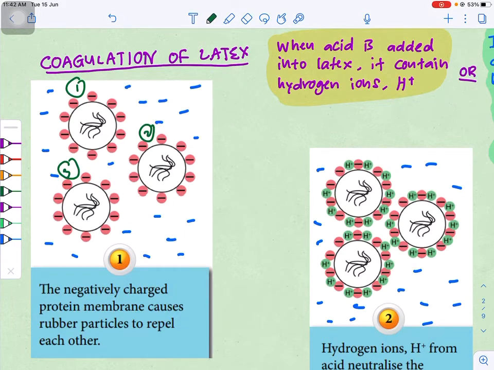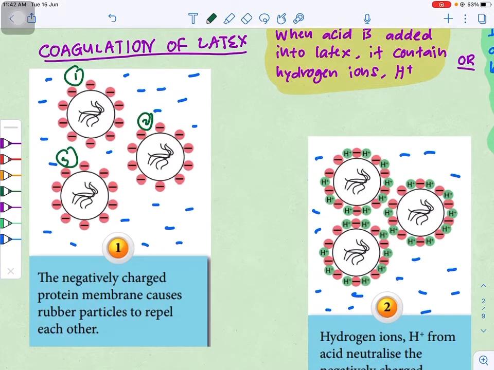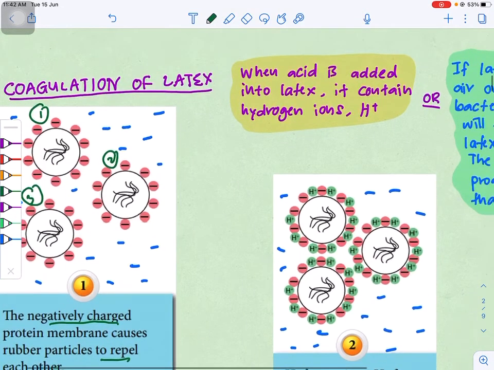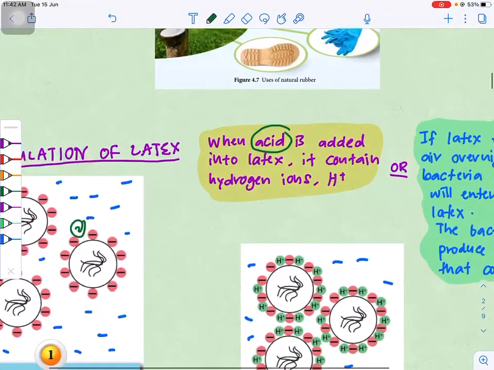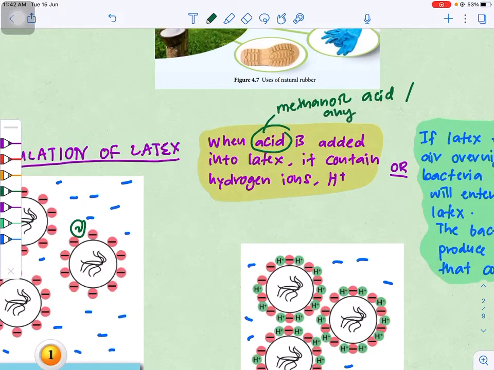So this is all inside the rubber tree. They have negative charge. What the negative charge does is make the protein membranes repel each other. So they will push each other away. Now when we add acid, the idea here is we add the acid into the latex, and normally we add methanoic acid, or formic acid, or any acid actually. It is added into the latex.